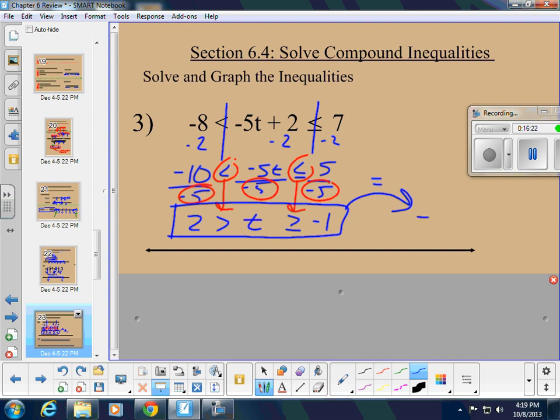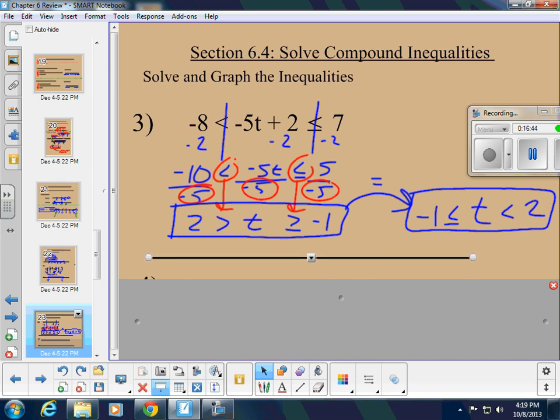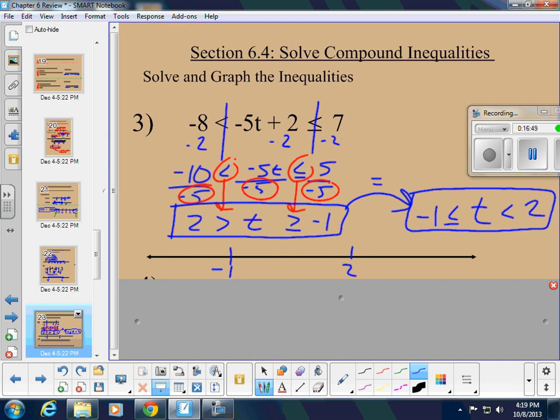And I just write it this way because I like to have the smallest number on the left. Negative 1 is less than or equal to, just kind of flipping the whole thing around over here, t, which is less than 2. So I prefer to see it like that with the smallest number on the left and the biggest number on the right, because that's usually how you see a number line typically. And again, if I'm going to make a graph, here's negative 1, here's 2. I would have a closed circle on negative 1, an open circle on 2, and this is still an AND inequality, so I'm going to shade everything in between.